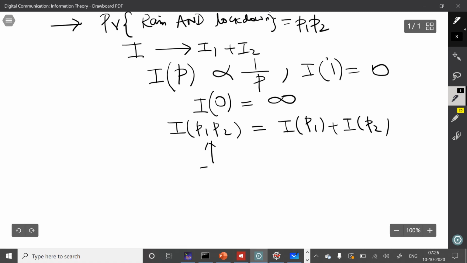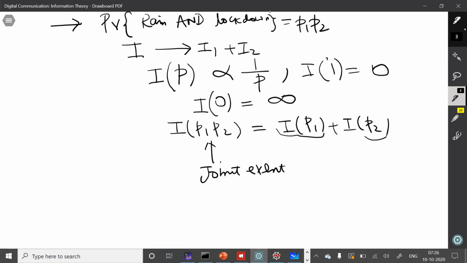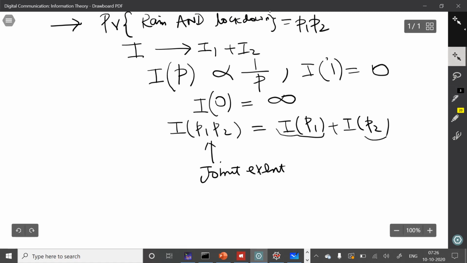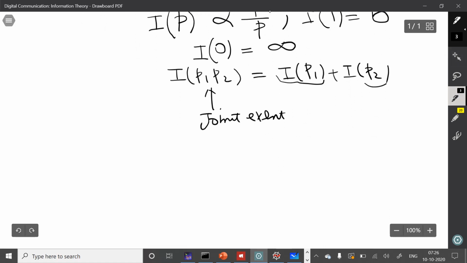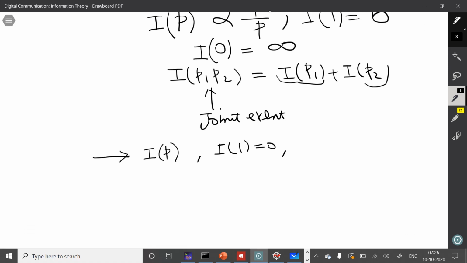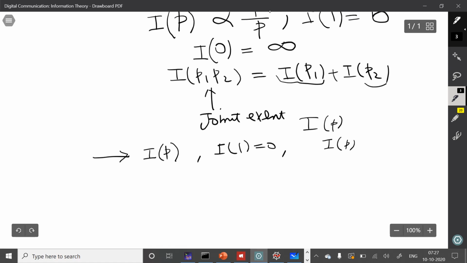What does it mean? Here is a joint event which has taken place, and their information should get added up. Simple. Now can you think of a function which will satisfy such properties? Okay, so let's see. Suppose I of p, I of 1 should be equal to 0. So we can think of a lot of ways. So what can be I of p? And at the same time, I of p has to be inversely proportional to p. So what are the different options you can think of?